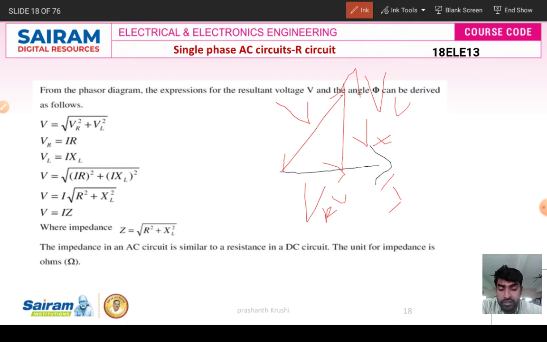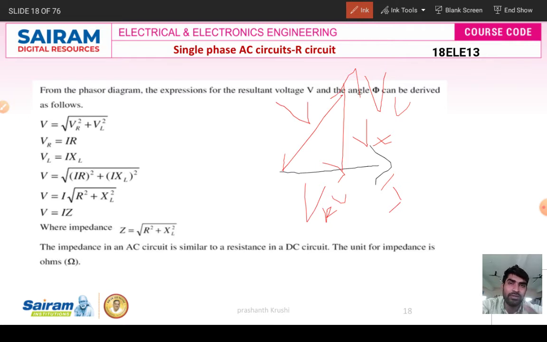The impedance in an AC circuit is similar to the resistance in a DC circuit. The unit of impedance is ohms. So what is impedance? Impedance impedes or avoids the AC current in the circuit. That is called impedance. This is the RL circuit. So for power consumption, power is equal to VI cos phi.